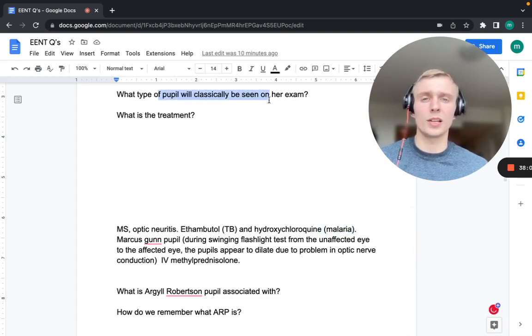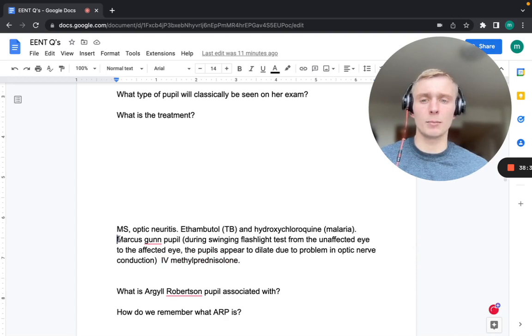What classic pupil sign will you see on her exam? That's going to be the Marcus Gunn pupil. The Marcus Gunn pupil is basically defined as, during the swinging flashlight test from the unaffected to the affected eye, the pupils appear to dilate due to a problem in the optic nerve conduction. And the treatment overall for this condition is IV methylprednisolone, a high dose IV methylprednisolone.